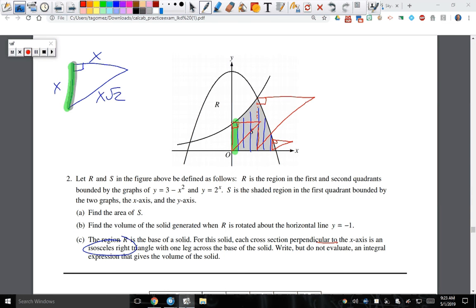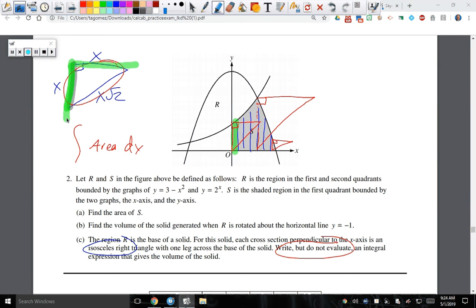Alright, so what we're going to do is write but not evaluate an integral expression that gives the volume of the solid. I love these kinds of problems. Can someone tell me, if we're going to integrate area, and it is dx because it's perpendicular to the x, otherwise parallel to the y, what's the area formula for this triangle that you see? 1/2 x squared.